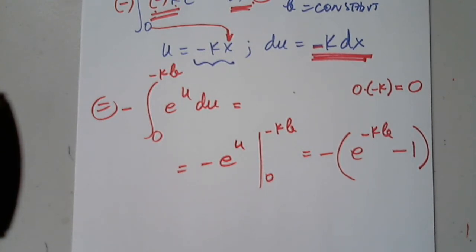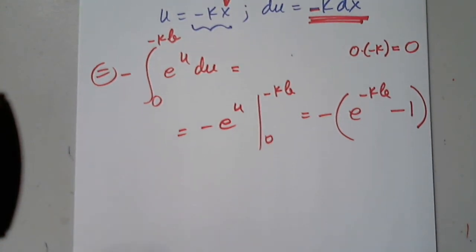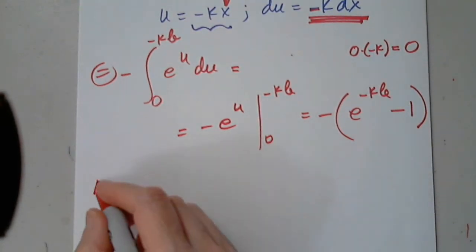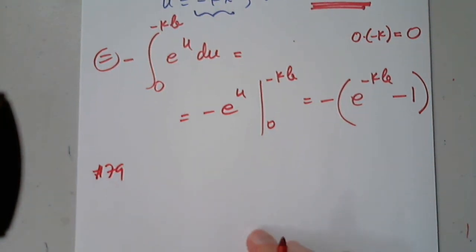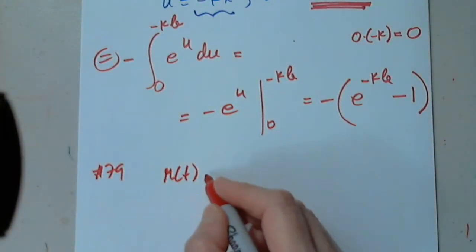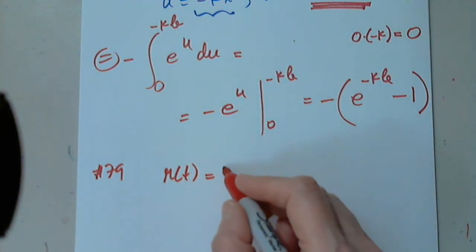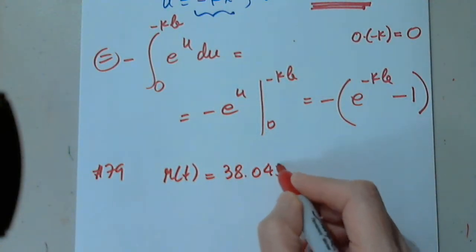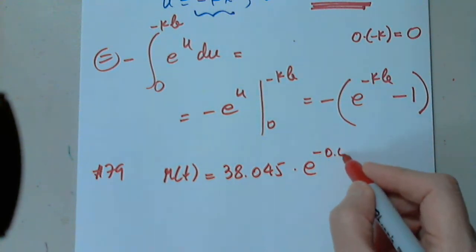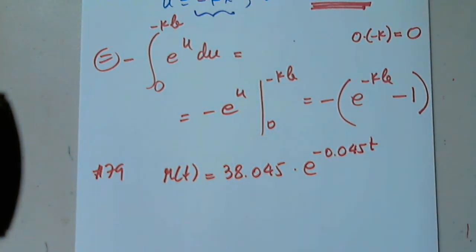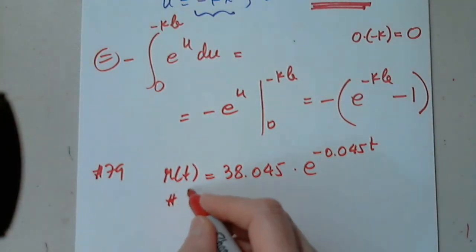So let's look at an application now. Let's take a look at this one, the marriage rate, because the function looks awful. We have m of t, the marriage rate in Nevada, approximated by this function, 38.045 times e to the -0.045t, where m of t is the number of marriages per 1,000 people.